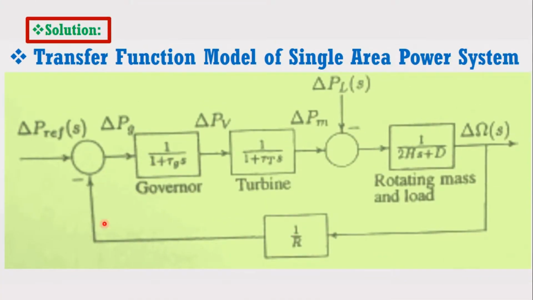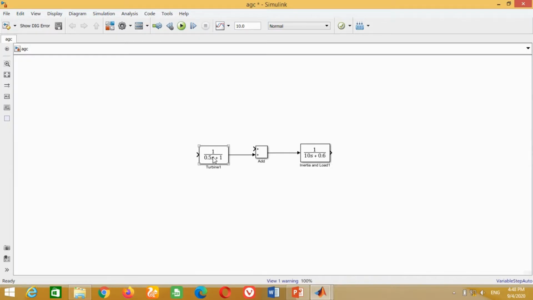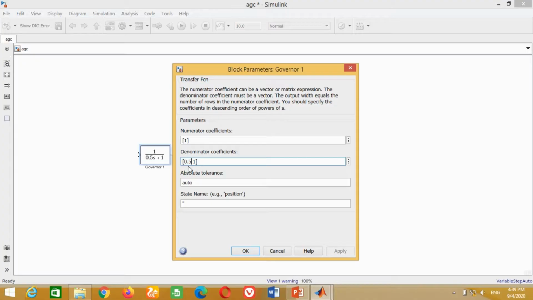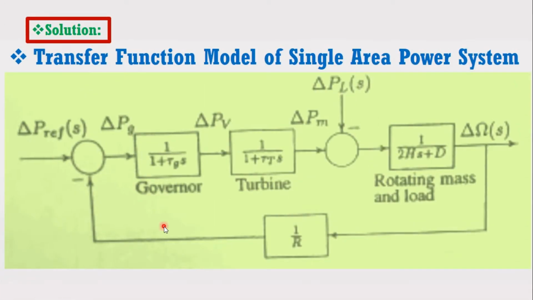Now we need the governor transfer function. For this purpose, just copy this transfer function block and paste it here. Connect it with the turbine block. Write here governor 1 to represent the governor of area 1. The time constant for the governor of area 1 is 0.2 as given in the example data. Therefore, double click on the transfer function block, write here 0.2 and press OK. Look at the figure again.